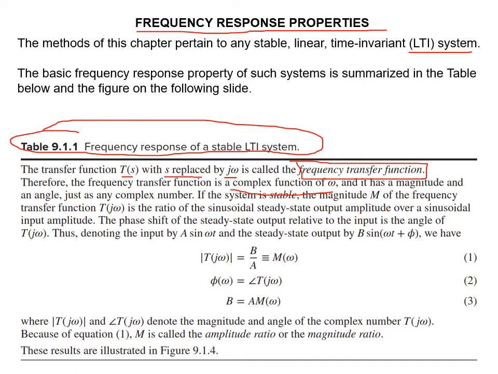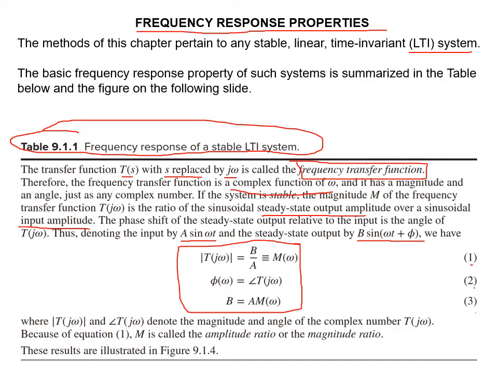If the system is stable, this is going to be a sinusoidal steady state output amplitude over a sinusoidal input amplitude, where the input here is going to be our A sine omega t in general form, and the steady state output is going to be given by B sine of omega t plus our phi. From this, we now have the following equations 1, 2, and 3 as shown below here. These are going to be great to reference back to as you're solving some of your homework problems and going through some of the examples in the book.